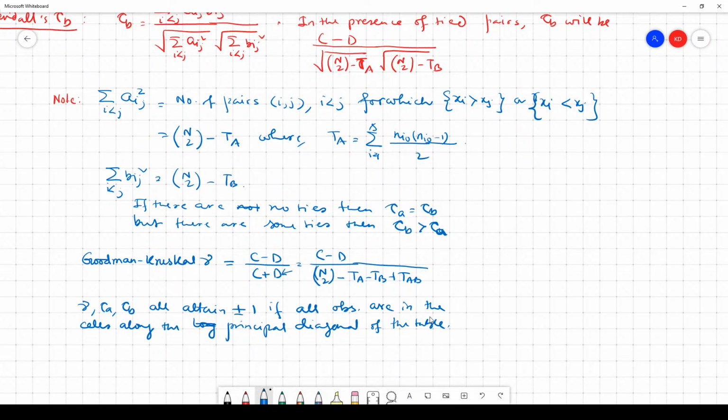Next, I consider the last measure, that is Somers' D. Somers' D is a measure of association for ordinal data, and it is defined as D equal to C minus D divided by NC2 minus TA. Is it the same as C minus D by NC2 minus TB?